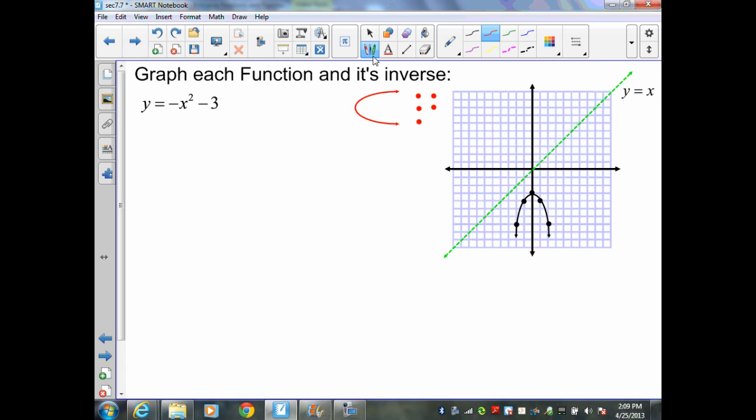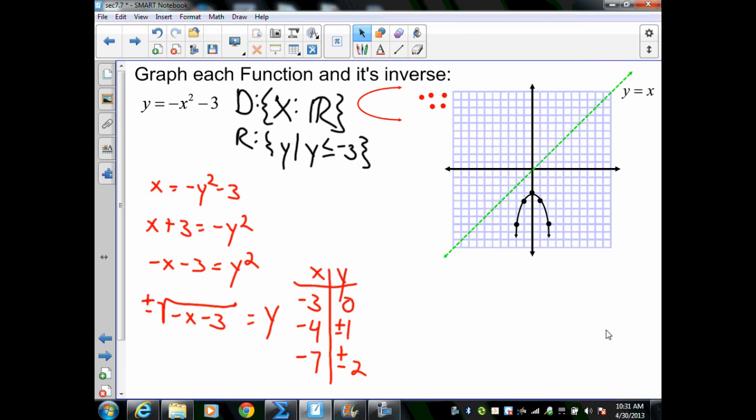Our next example, I already have it graphed. Y equals a negative x squared minus 3. You can see that this is a function. I also want to determine the domain. The domain is going to be x such that my x values can be all real numbers. And my range is y such that my y values are all below or equal to negative 3. So y is less than or equal to a negative 3.